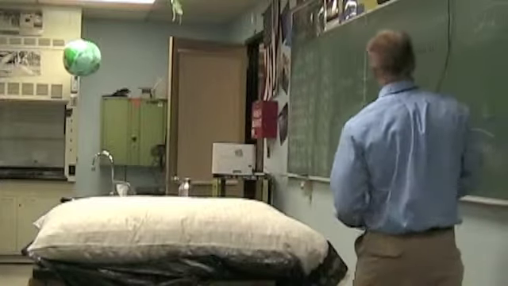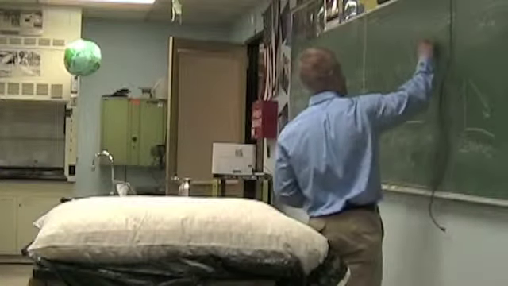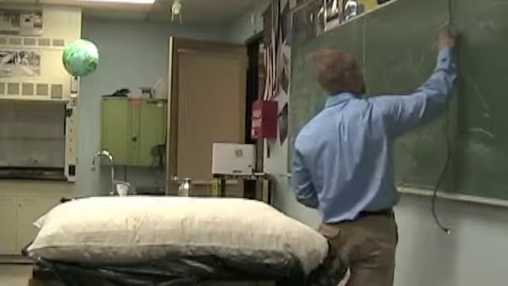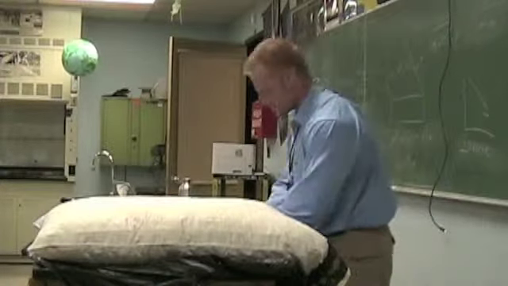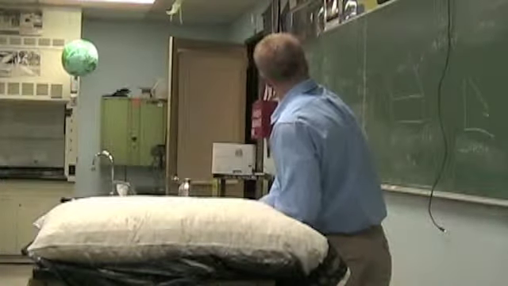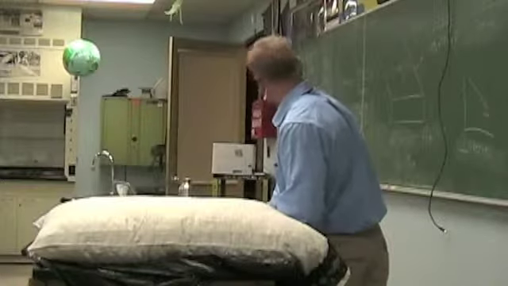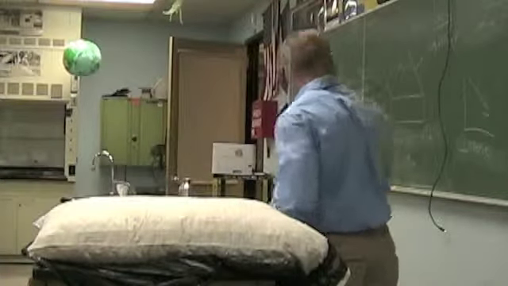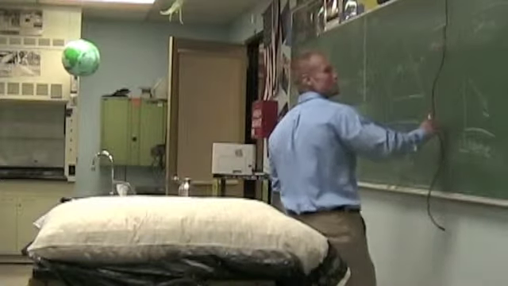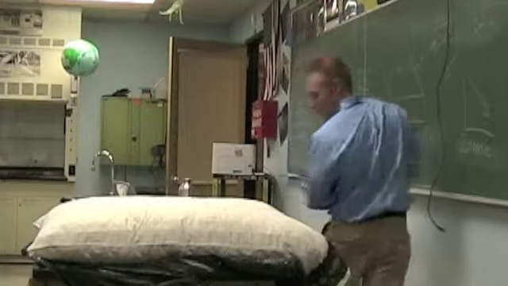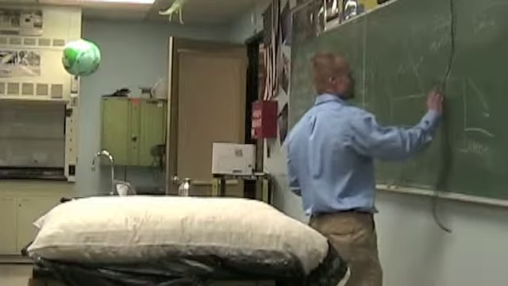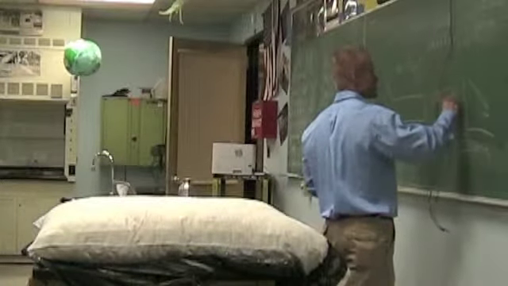Divide. Okay, so I get 1,000 divided by 66,215 centimeters cubed. I'm running out of space on the board. The answer is 0.015, and that is in grams per centimeter cubed.